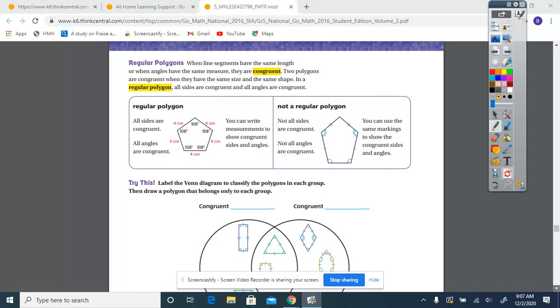You'll notice all the sides have 4 centimeter lengths. You'll notice that all the angles are 108 degrees. So this is considered a regular polygon because everything is congruent, everything is equal. Not a regular polygon, or an irregular polygon, means that all the sides are not congruent and all the angles are not equal.